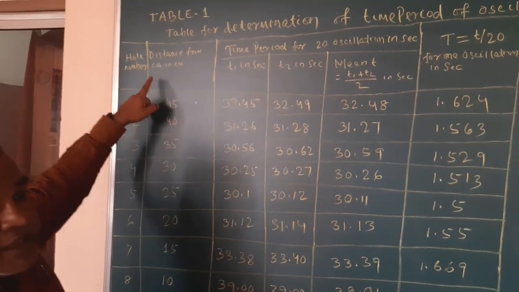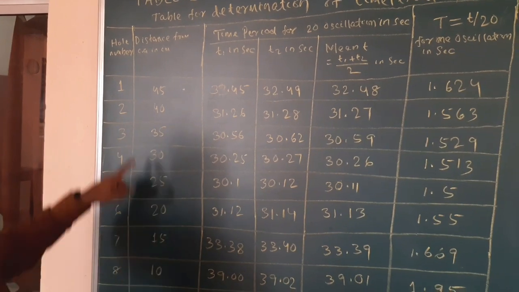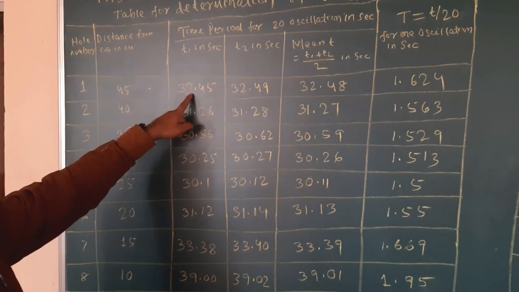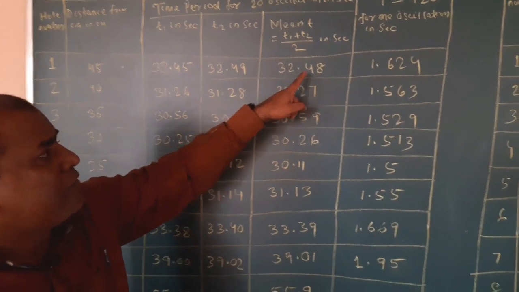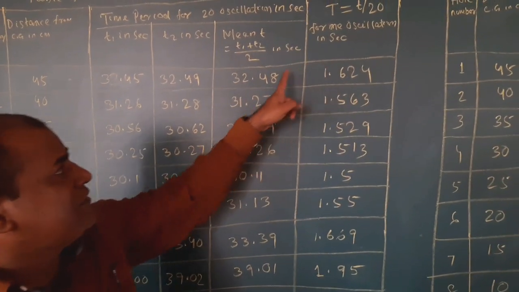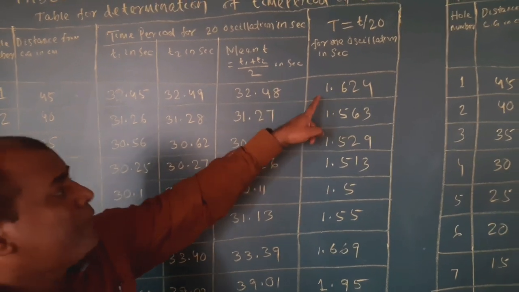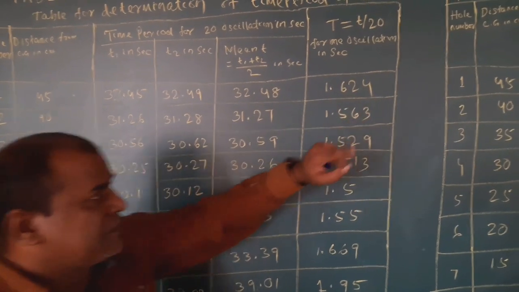See here, the readings are there from the observations. For 45, T1 is 32.45, T2 is 32.49, mean T is 32.48, and the time period for 1 oscillation is 32.48 by 20, that is 1.624 seconds.